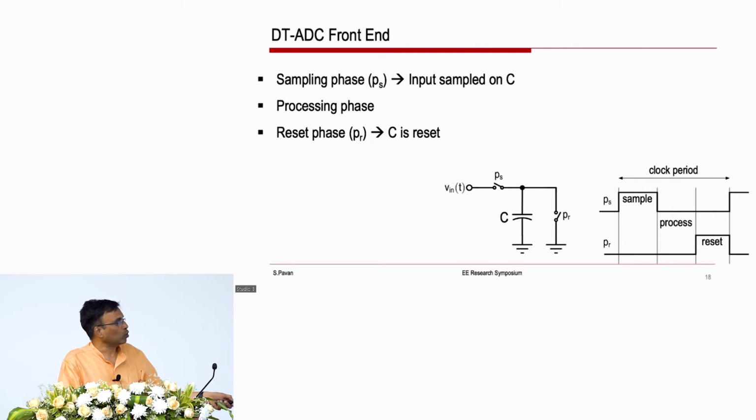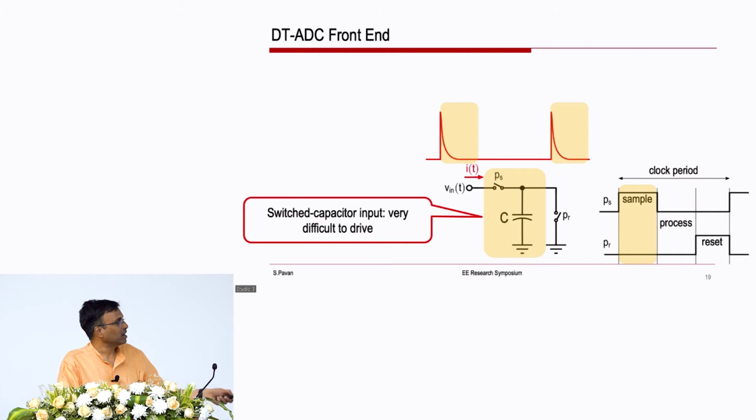This is the capacitor on which the input voltage is sampled. During a sampling phase, this switch is closed, so the input voltage is sitting on the capacitor, and the moment the sample signal goes down, the switch is opened, and therefore the input voltage is captured or stored on the capacitor, where it is then processed in the processing phase, and then you reset it and get ready for the next conversion.